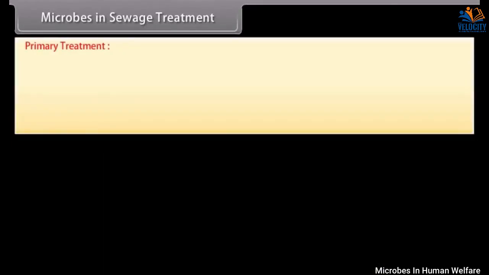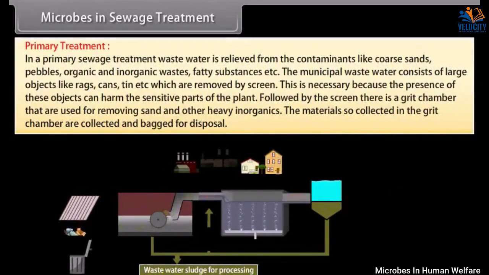Primary treatment. In a primary sewage treatment, wastewater is relieved from contaminants like coarse sands, pebbles, organic and inorganic wastes, fatty substances, etc. The municipal waste water consists of large objects like rags, cans, tin, etc., which are removed by a screen. This is necessary because the presence of these objects can harm the sensitive parts of the plant.